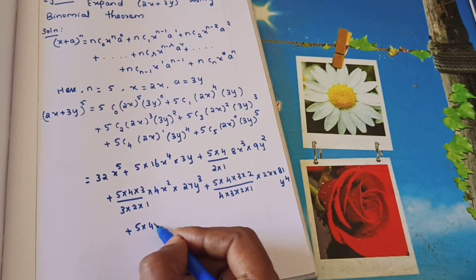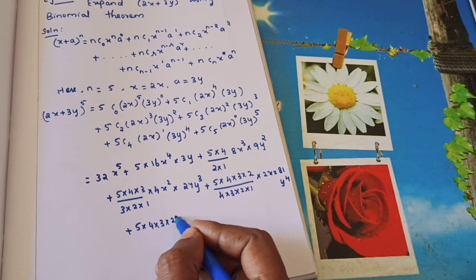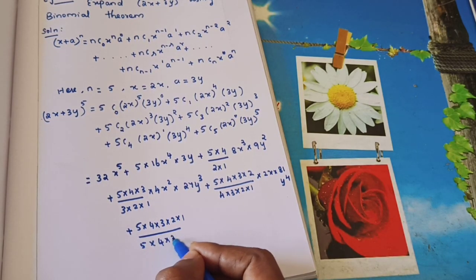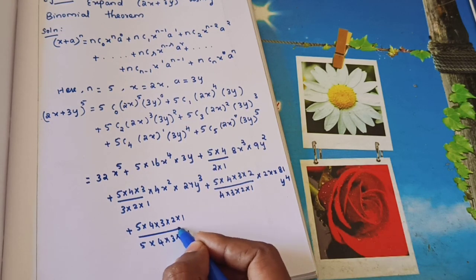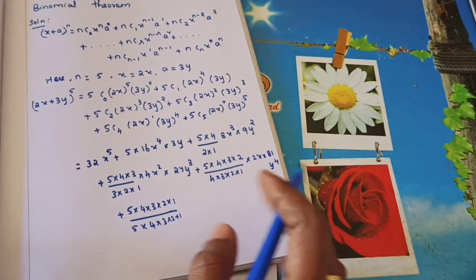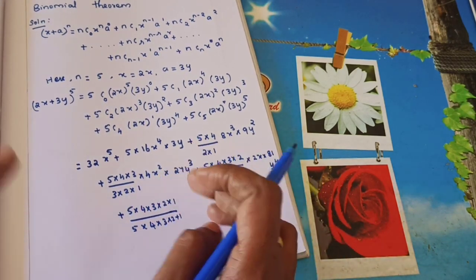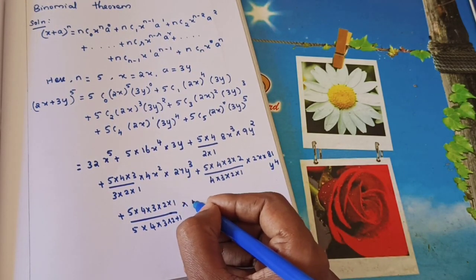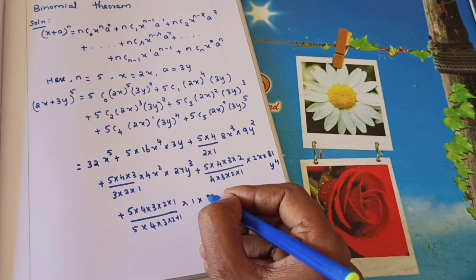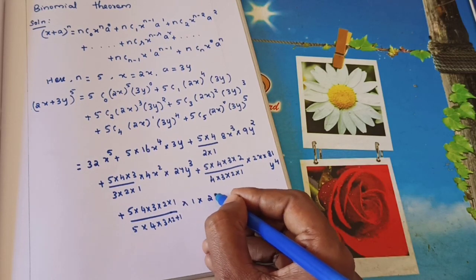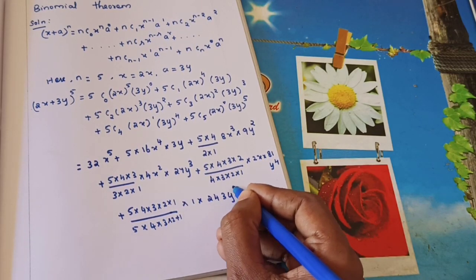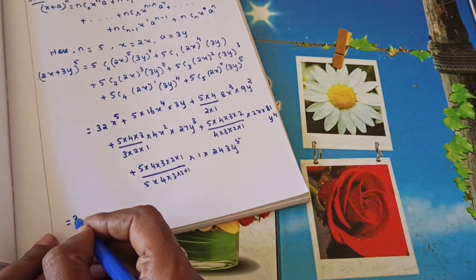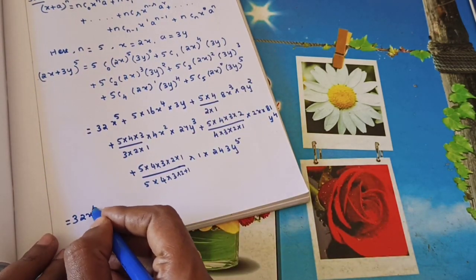So 5C5, what's the value we get? 5C5 means 5 into 4 into 3 into 2 into 1 divided by 5 into 4 into, for your easiest understanding I am writing all the steps, okay? So otherwise directly you will write, because the reason is 5C5 means you will get 1, okay? 2x power 0, the value is 1, correct? 3y power 5. So 81 into 3 means 243 y power 5. Just to simplify, that's the answer. That's equal to 32x power 5, correct?